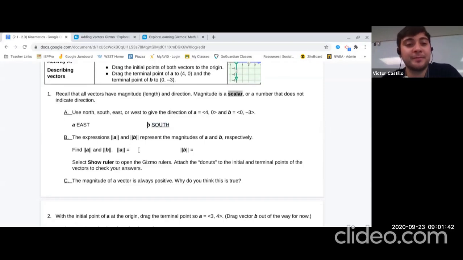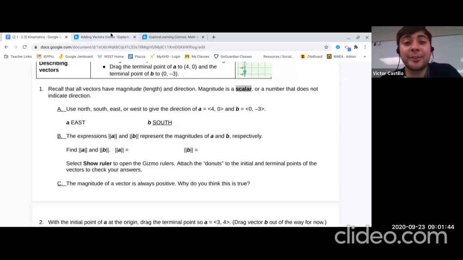Remember, vectors always have directions. Now we know they have direction. Now, what kind of magnitude do they have? We know vectors have both magnitude and direction. So we know A we already gave it a direction, but what's the magnitude? It says the expressions of A and B represent the magnitudes of A and B respectively. So find the absolute value of A and the absolute value of B. Those little lines you see, those are absolute values.